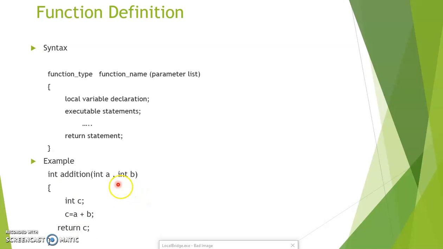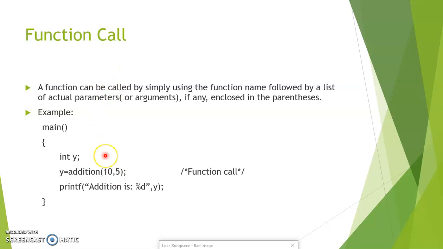Okay. These arguments, int a and int b, are the arguments to this function, and they are called formal arguments. Next one is what? Function call. Definition of the function is done, right? But only definition is not enough. Whenever you need that function in your program, you have to call that function.